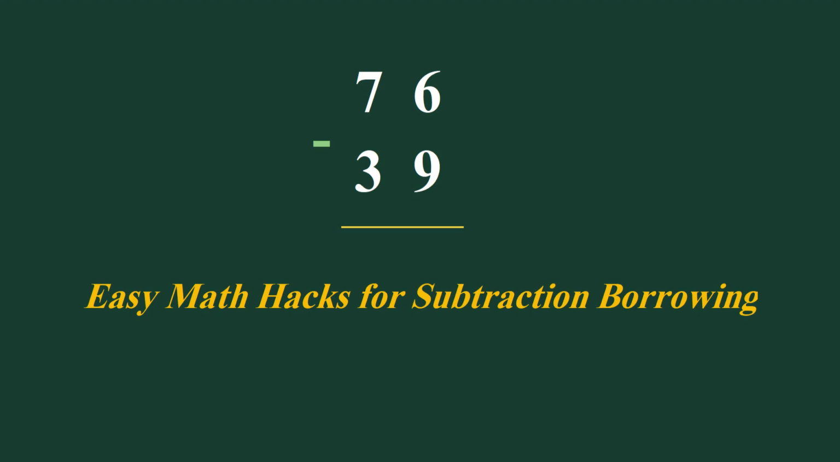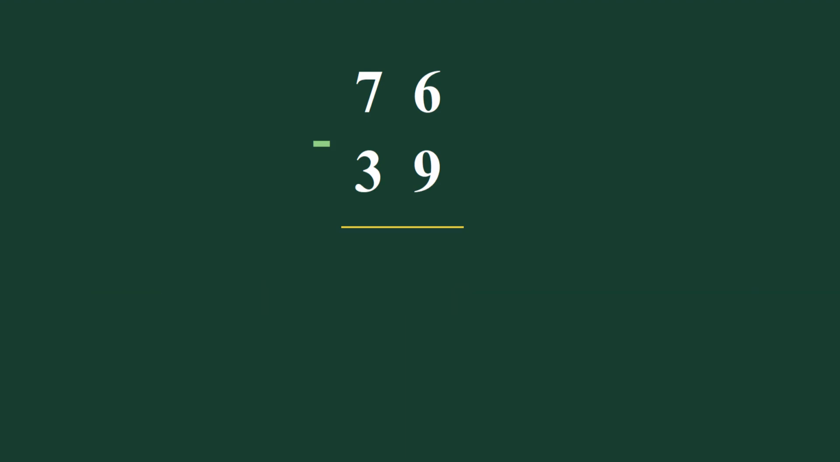Let's solve this subtraction problem. 76 minus 39. The ones column is on the right and the tens column is on the left. We start solving the subtraction problem by subtracting the numbers in the ones column.